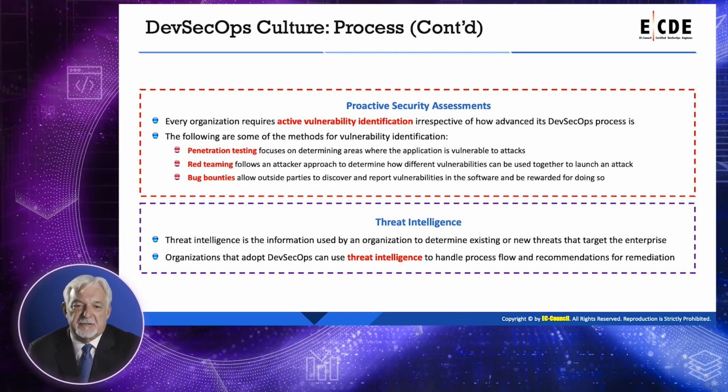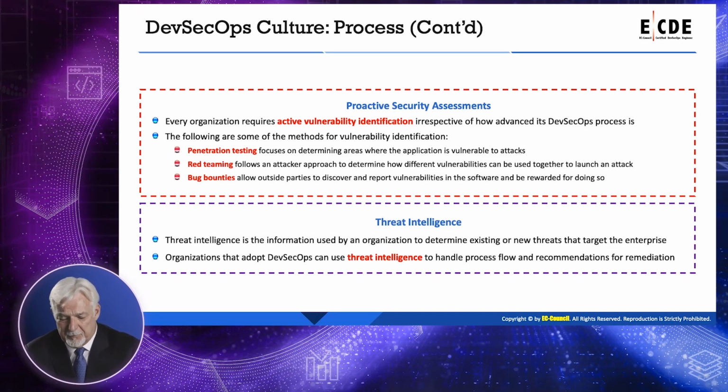There's penetration testing that focuses on determining areas where an application is vulnerable to attacks. Red teaming follows an attacker approach to determine how different vulnerabilities can be used, possibly cohesively, to launch an attack. Then there are bug bounty programs that allow outside parties to discover and report vulnerabilities in the software, and then your organization rewards them for doing so.